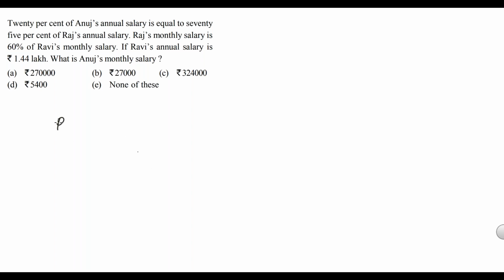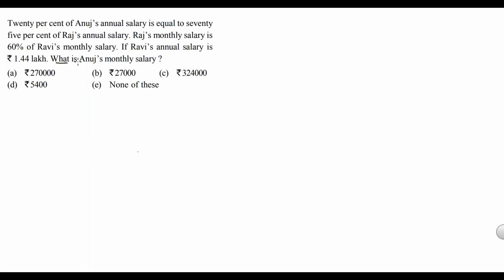Let's say Raj's monthly salary is double of Anuj's monthly salary. Even if I take annual salary, Raj's salary should be double of Anuj's, right? So whether we take monthly or annually, it is the same. If it is double, it is double. If it is 60%, it remains 60%, right? So here we have it.